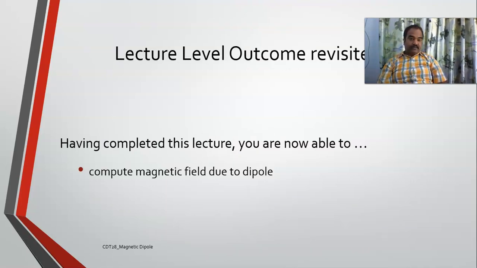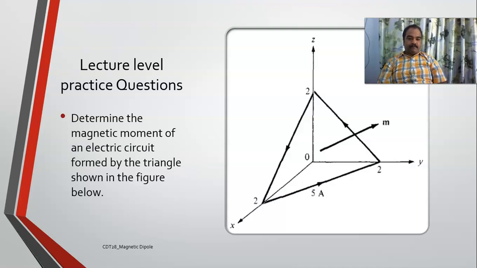I hope that you are now able to apply these equations for determining the magnetic flux density due to a current carrying loop. So this is the problem: determine the magnetic moment of an electric circuit formed by the triangle shown below. That's it for today. We'll solve the problems in the classroom.